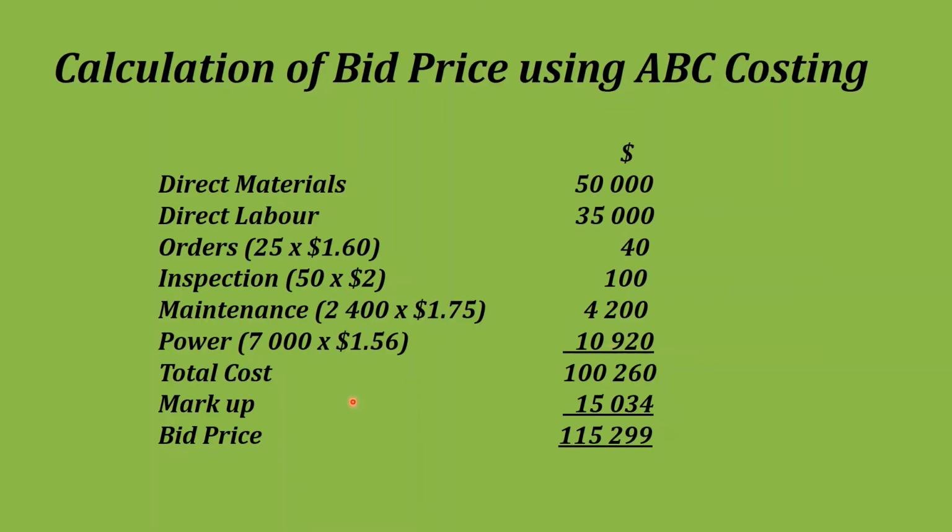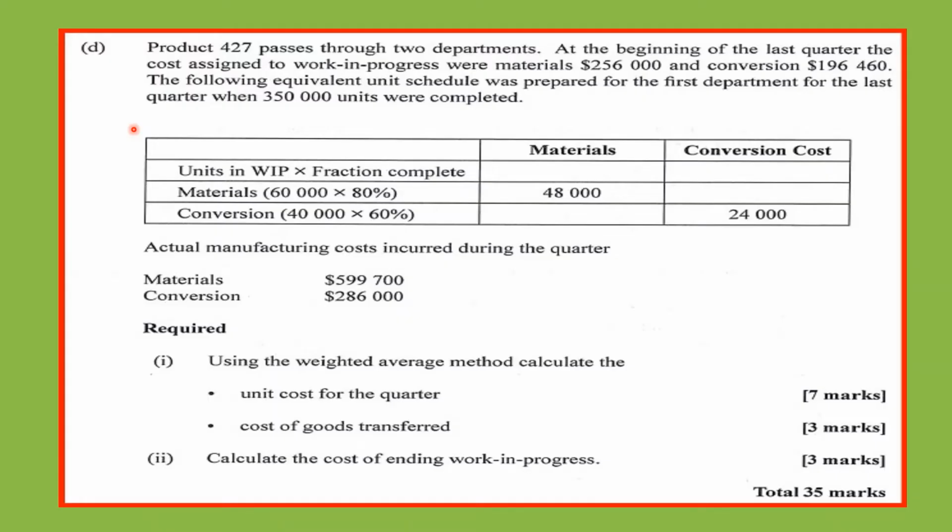If we add it up, we get a total cost of 100,260. We mark up 15%, we get 15,034, giving us a bid price of 115,299. Okay, what you should do is go through these calculations on your own, ensuring that they are correct and that you know how to go about calculating activity rates and using them in a job costing.